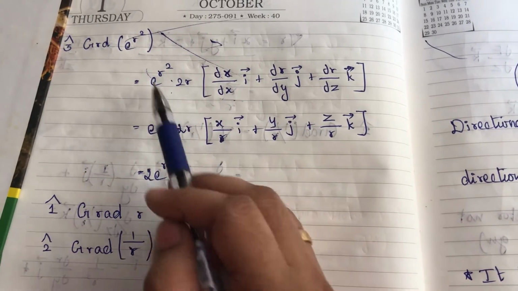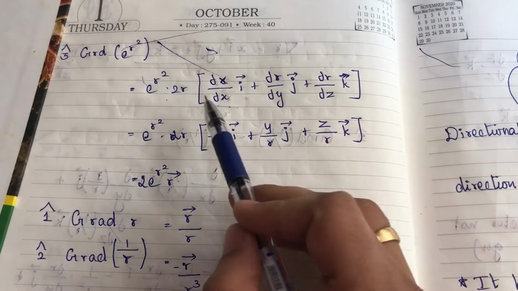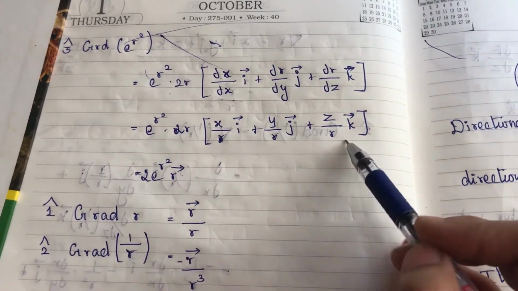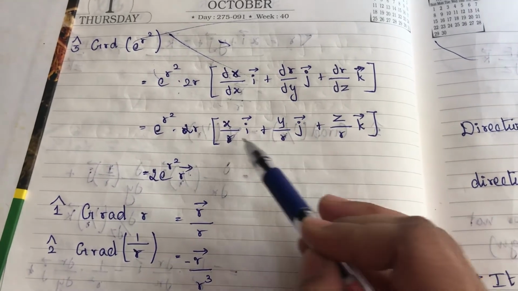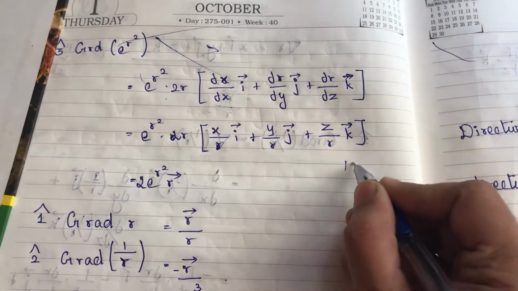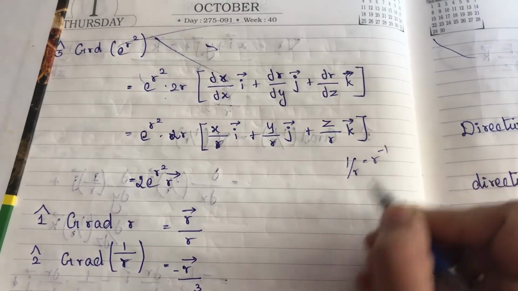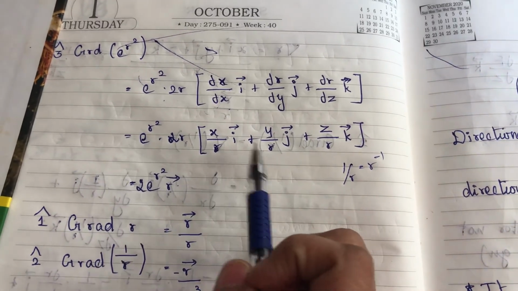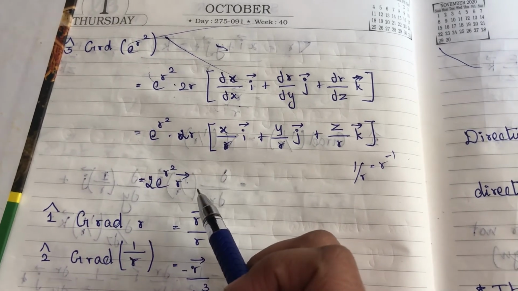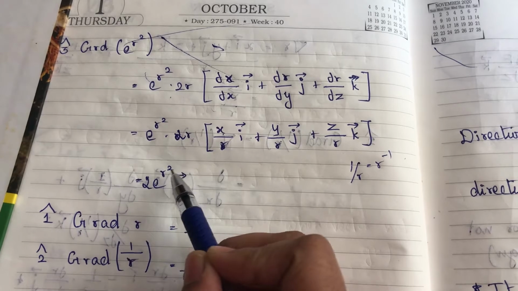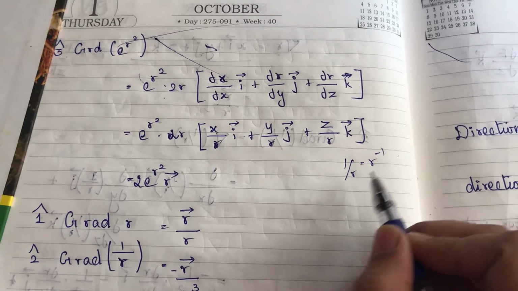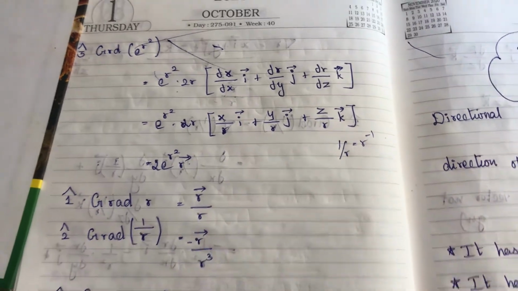So I just take this term as common, and if I take this common I will get the values, like dou r by dou x. So I can substitute those values. You can see here this will become r vector by r, right? So I can take the r outside, and 1 by r is nothing but r power minus 1. If this r came out, and you can see 2r is already here, so this r will get cancelled. So 2 times e power r square into the r vector. Always remember 1 by r is nothing but r power minus 1.